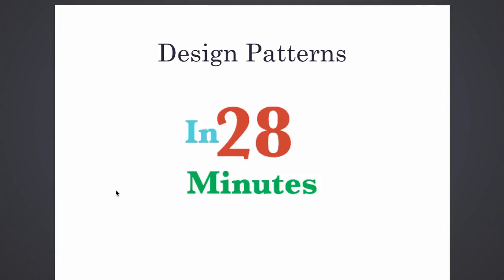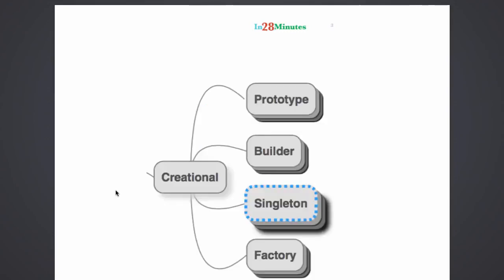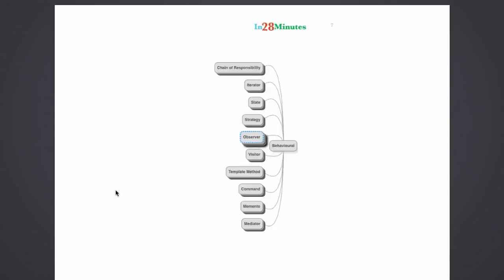If you are familiar with what we do in 28 minutes, this course would be a deviation. Typically, our courses would be 90% hands-on and 10% theory. In this course, we would really want to focus on the context of each design pattern. We would be talking about three different types of design patterns: creational, structural, and behavioral. There are about 23 different design patterns which are present, so we would be talking about each one of them.